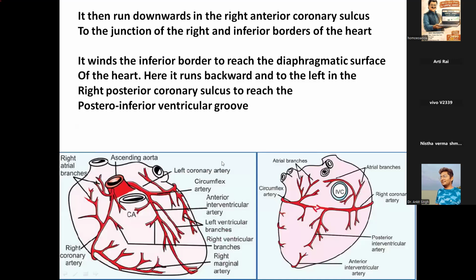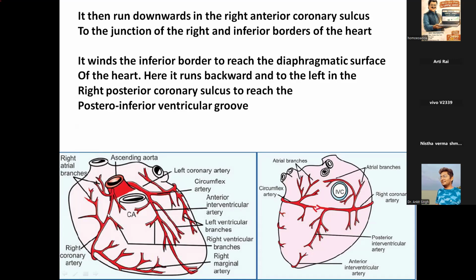Now we see it runs downward, as you can see over here. This is the right coronary artery. It runs downward in the right anterior coronary sulcus. You remember the coronary sulcus? It is on the anterior part as well as the posterior part. On the anterior part, also right and left. So you see, the coronary sulcus is over here. Right coronary sulcus dividing the anterior portion, the right atrium from the right ventricle. So over here on this right coronary sulcus, there is the right coronary artery.